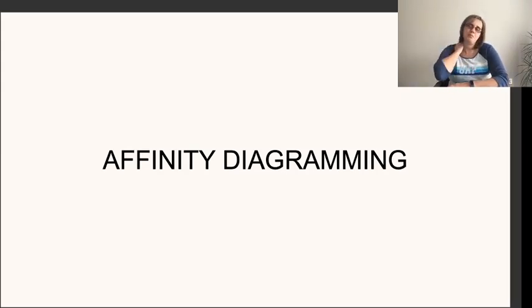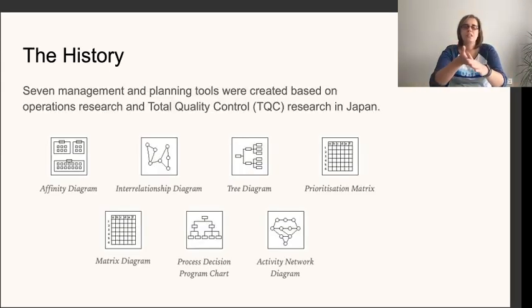Affinity diagramming, this is probably my favourite one just because of the rapid turnover that we have with it. So the history is that out of some total quality control research in Japan, they created some tools that would help people within business, right? And some of them you've seen: prioritization matrix, process charts, interrelationships, tree diagram or hierarchies. But one that we often see and have definitely used through school, I would say, is affinity diagramming.